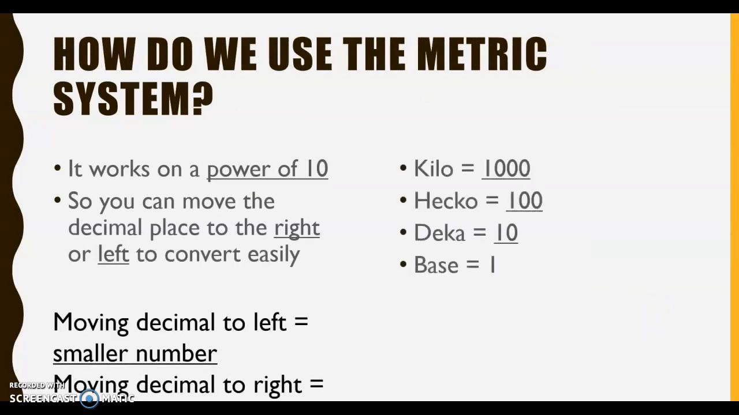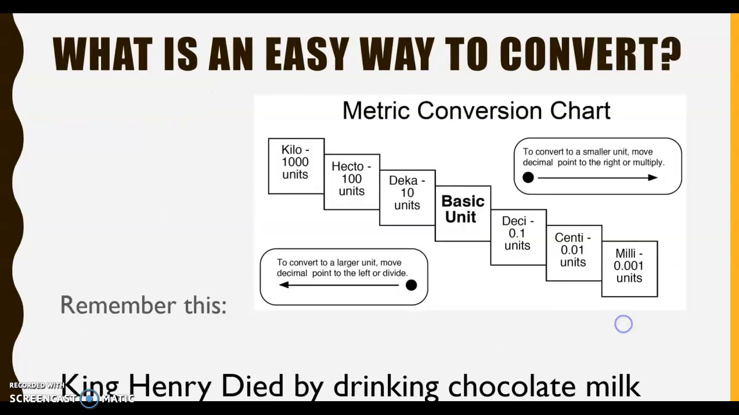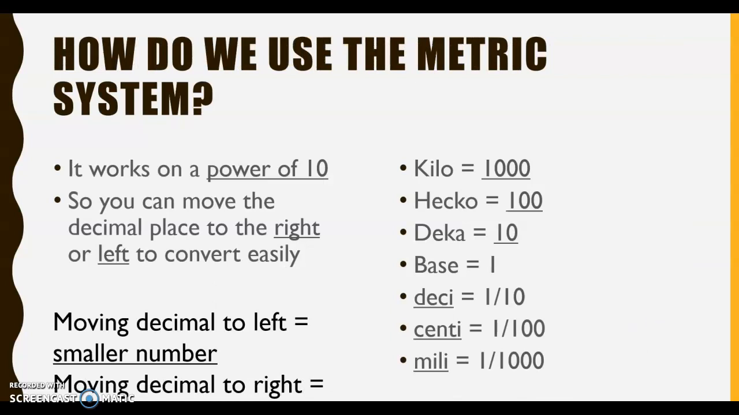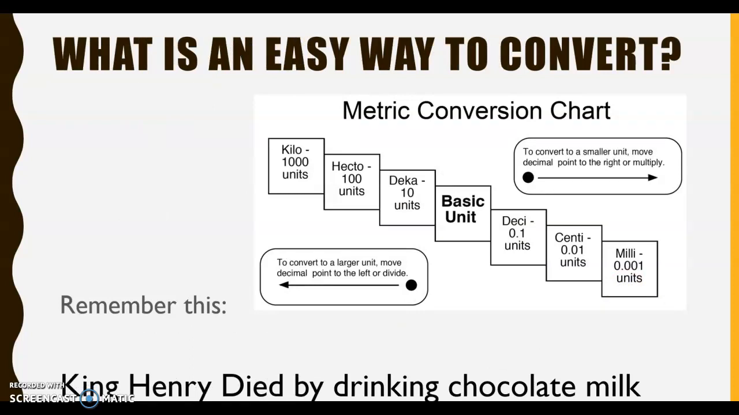So a kilo is 1,000, hecto is 100, deca is 10, and the base, which is like the normal unit, like grams or liters, that's just one. And so deci is 1/10, centi is 1/100. Right. An easy way to convert is to remember that King Henry died by drinking chocolate milk. All right. King, K is kilo, H is hecto, and so on.